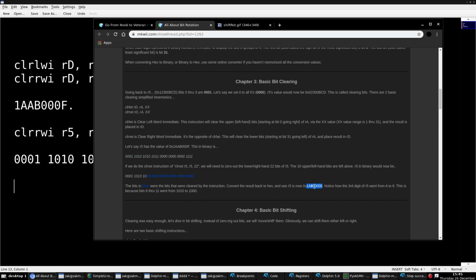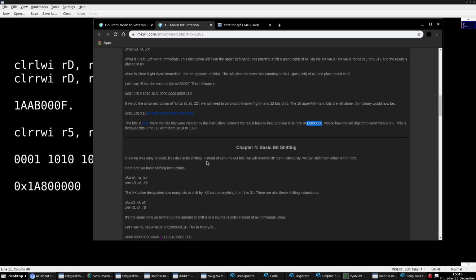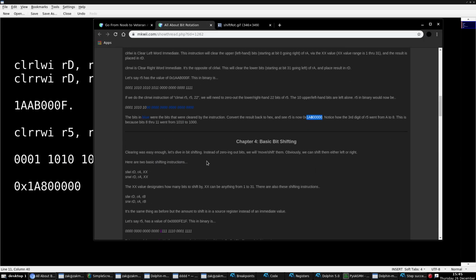copy paste, is this. Notice how the AB changes to A0 and the F is gone? Just because when we take this new binary number and we do all groups of 4, convert each group to hex. This is 1, this is A, this is 8, and the rest is zeros. And then clear left is obviously you just do the left side. So pretty easy to understand.